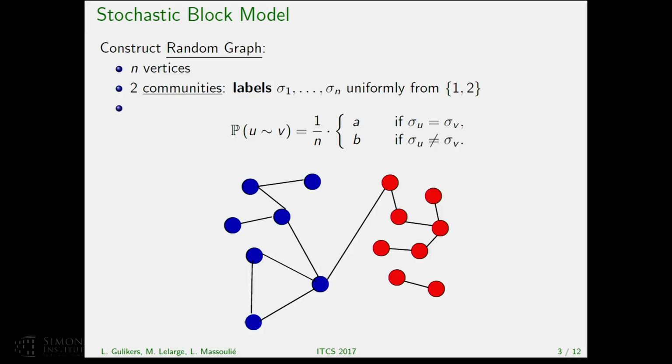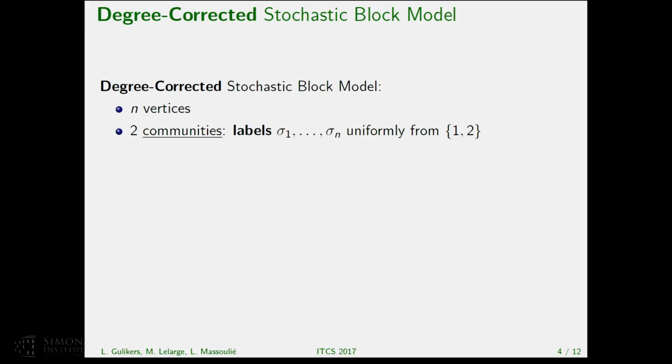It has been studied a lot. It's analytically very tractable, but it has as a drawback that vertices in the same community are stochastically indistinguishable. In particular, all vertices have the same expected degree, and this is not a very realistic setting. So instead, we worked with an extension which is known as the degree-corrected stochastic block model.